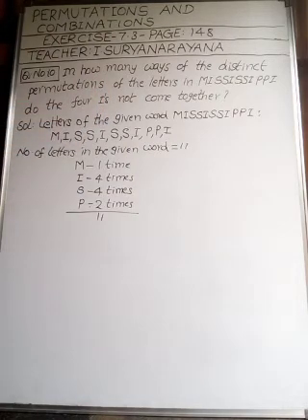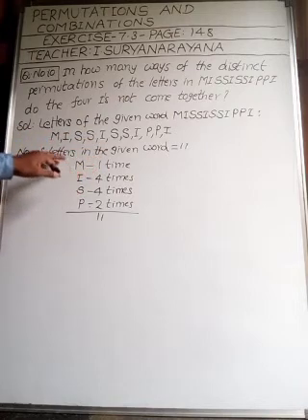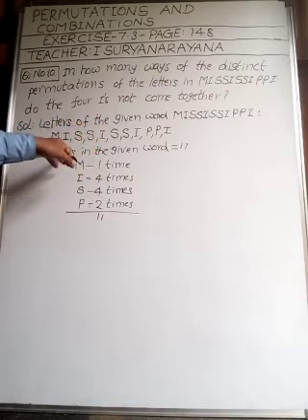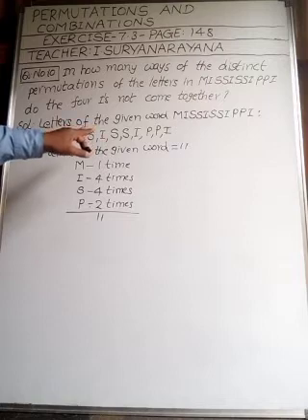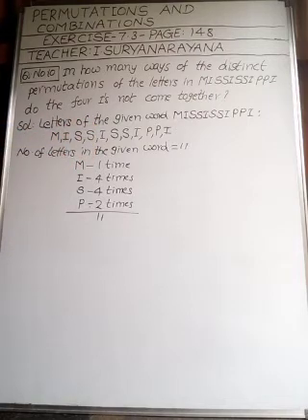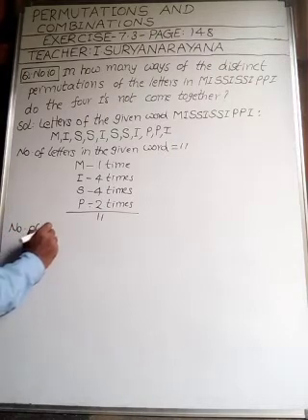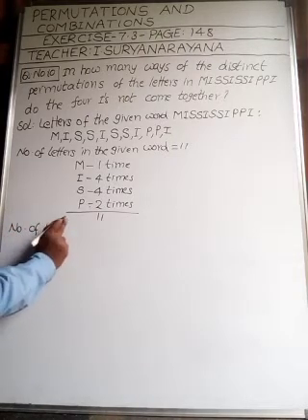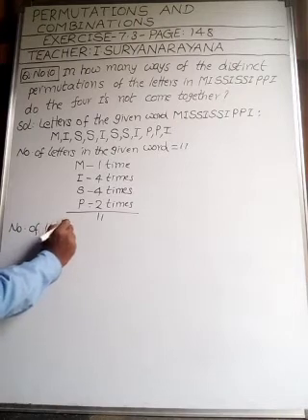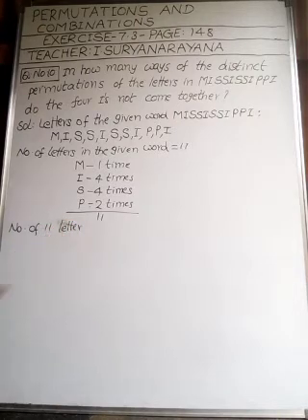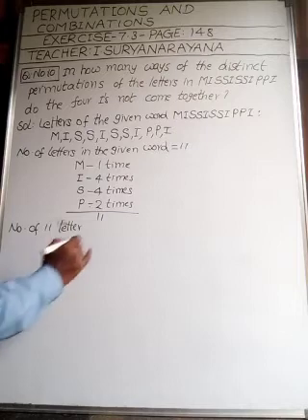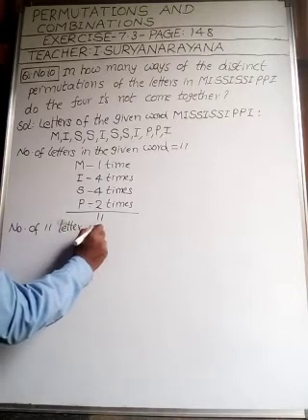Okay, my children. First, let us find the number of permutations of the letters of the word, if you take all the letters at a time. Okay, my children. The number of 11 letter words, we are taking all the letters at a time. Number of 11 letter words.